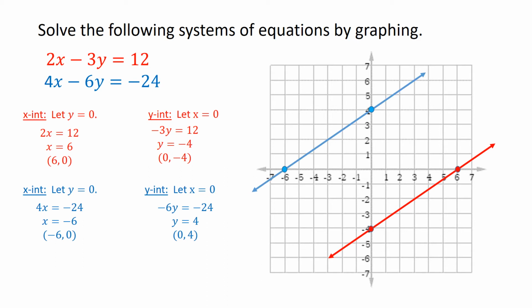Notice that these two lines don't intersect anywhere. If your two lines do not intersect, that means you have no solution. Now, what if our lines were on top of each other? If the lines intersected everywhere, that would be where you have infinitely many solutions. It would basically mean that the lines are just multiples of each other.